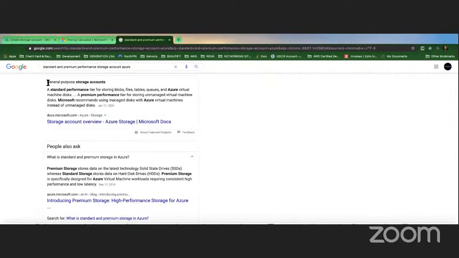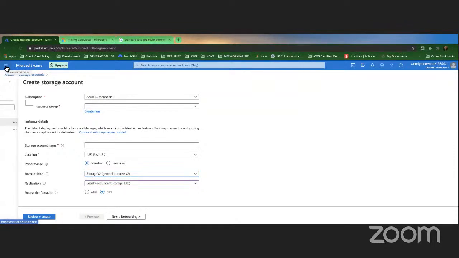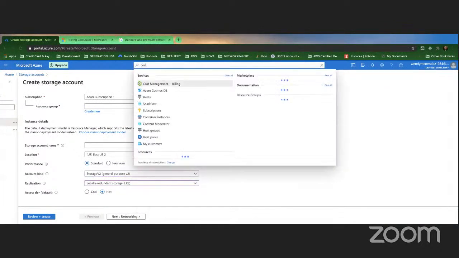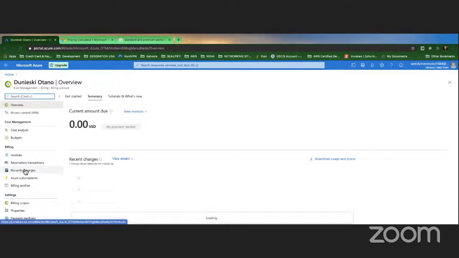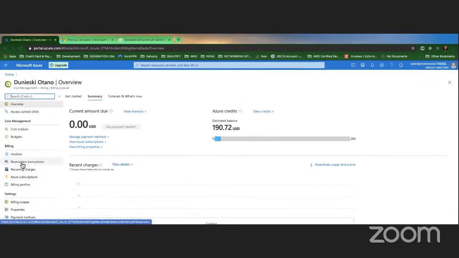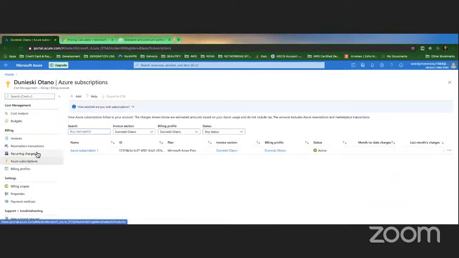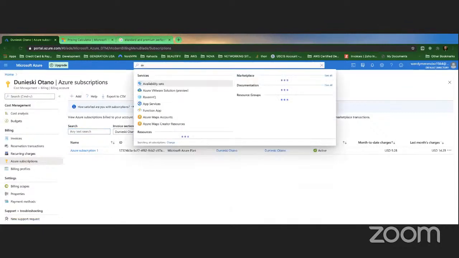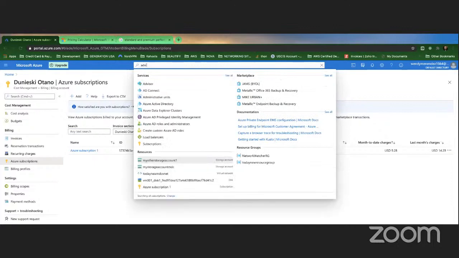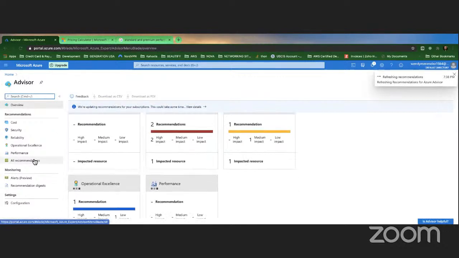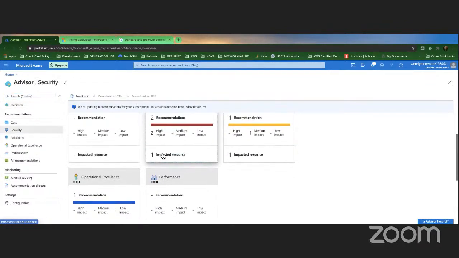If I show you mine, so if I show you here cost, right? There's no recommendations here anywhere. You see, there's no recommendations here because I don't have Advisor here, right? For Advisor, I can see the recommendations here, right? So I have one impacted resource.